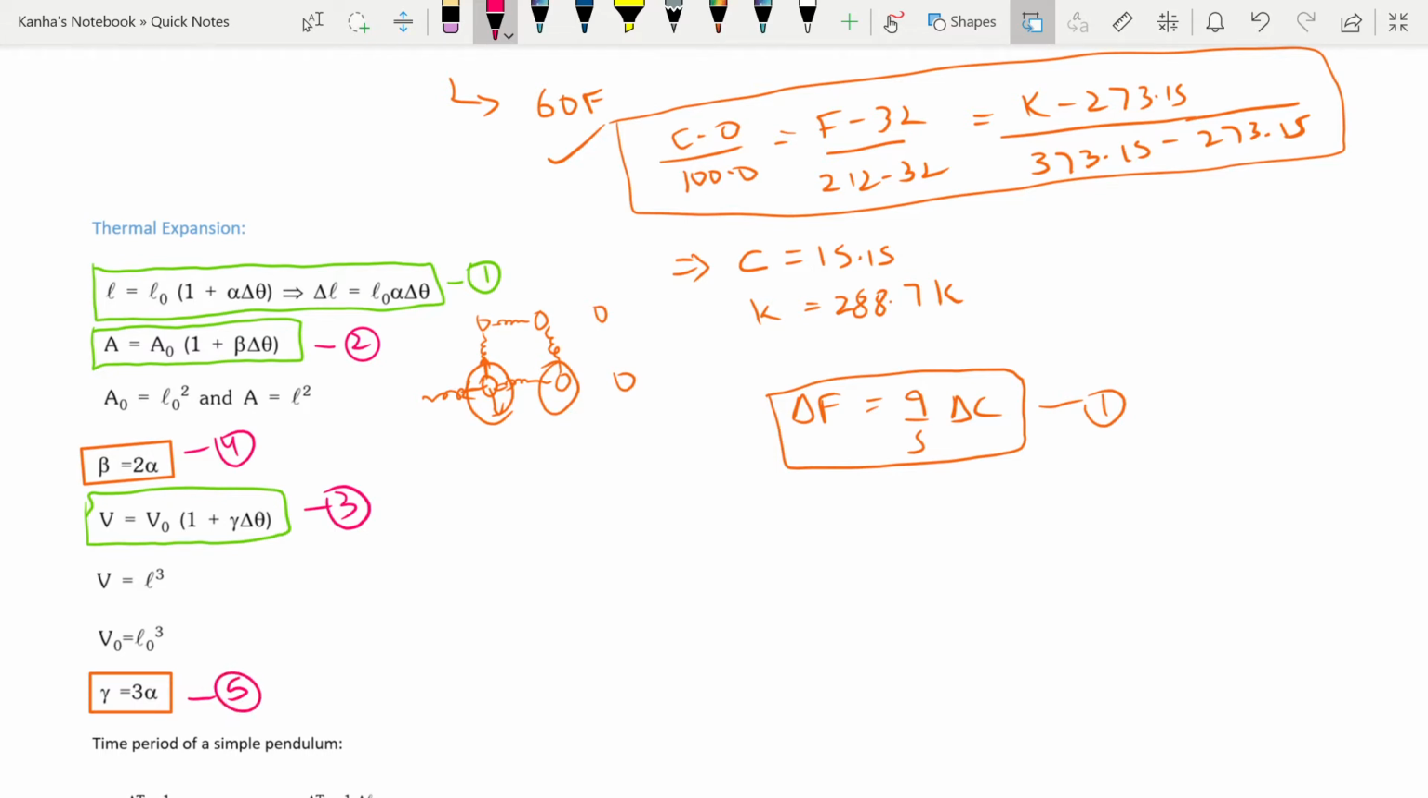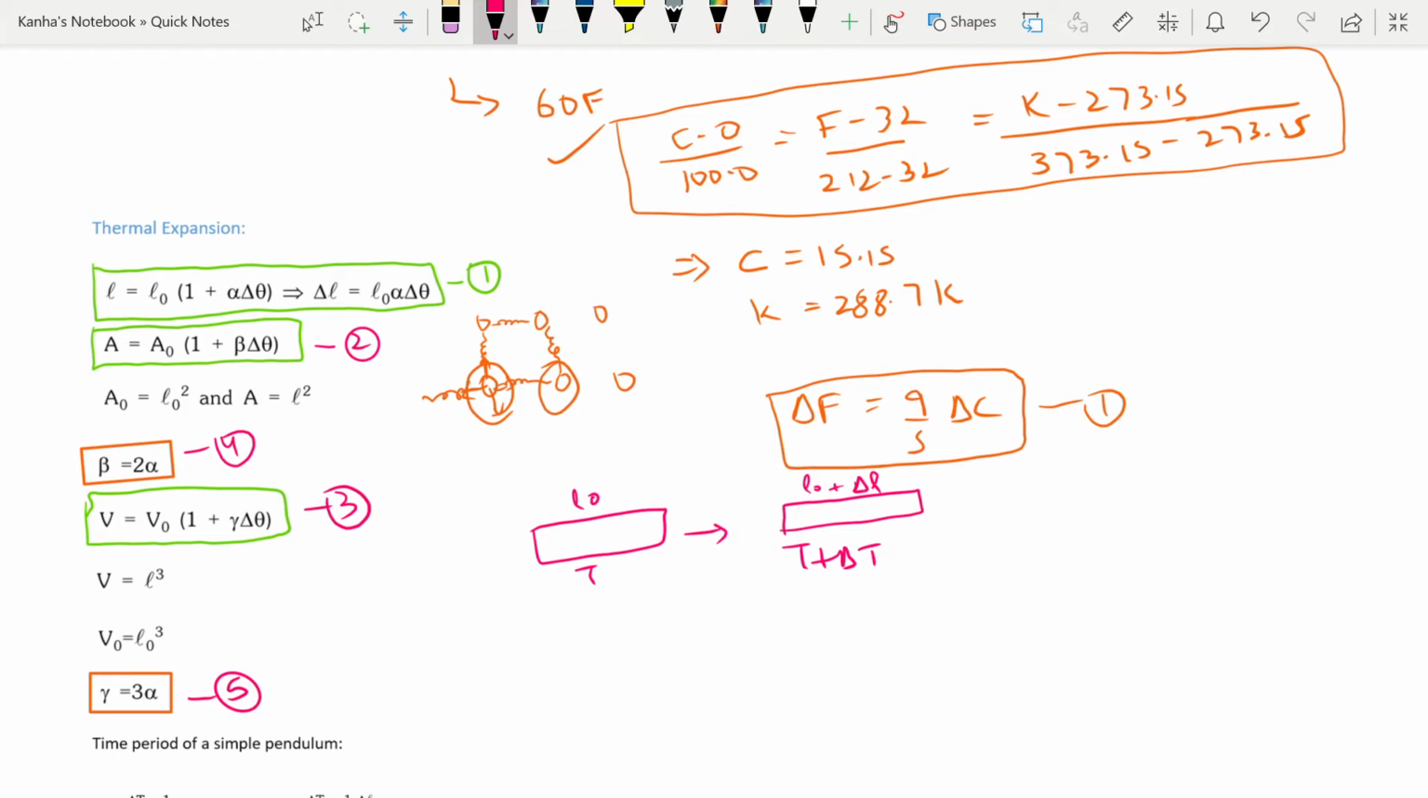Okay, what this means is, initially your length is L naught. I'll just draw this again. So initially your length is L naught at temperature T. At a temperature T plus delta T, your length becomes L naught plus delta L.